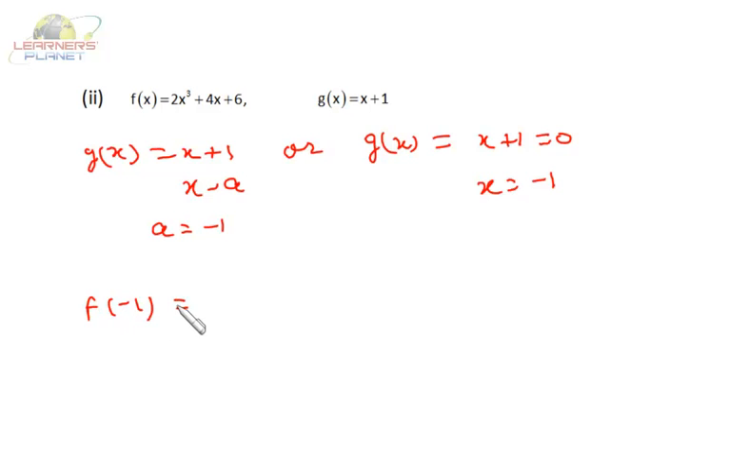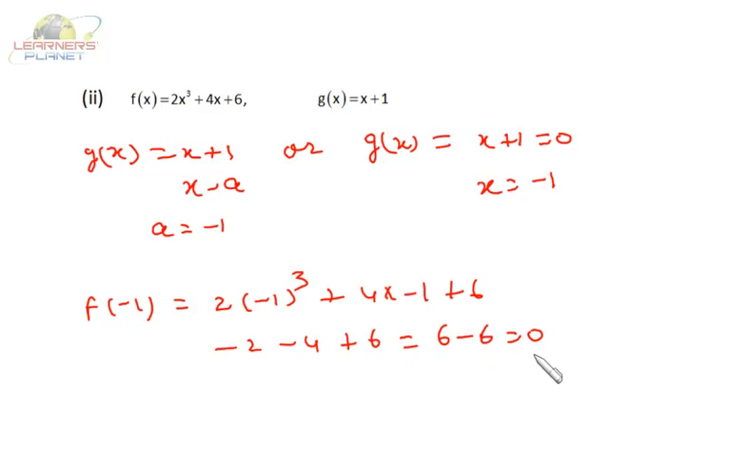If f of minus 1 is 0, in that case gx will be a factor of fx, and if f of minus 1 is not equal to 0, then gx will not be factor of fx. So just put the value of x as minus 1 in this expression. So it's minus 2 minus 4 plus 6. So it's 6 minus 6, 0. So we are getting 0. That means gx is factor of fx. Okay.